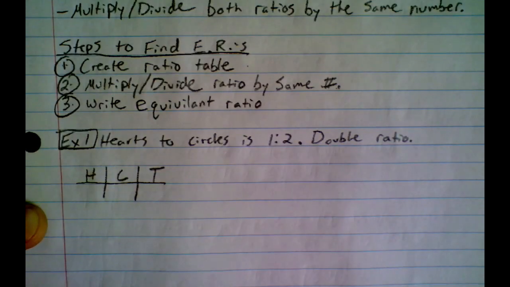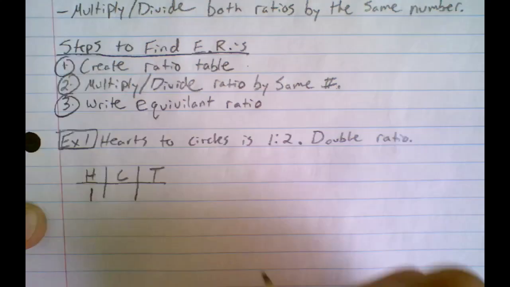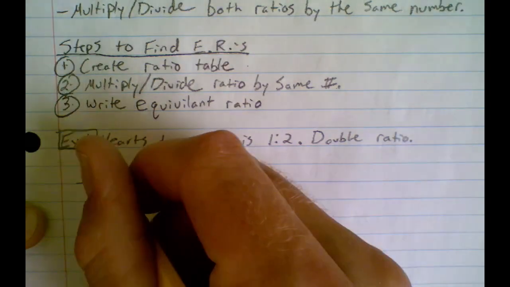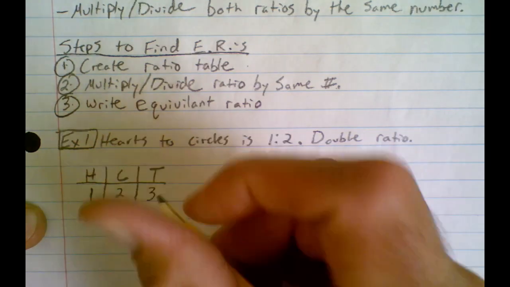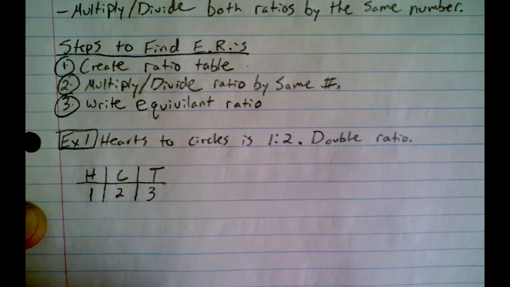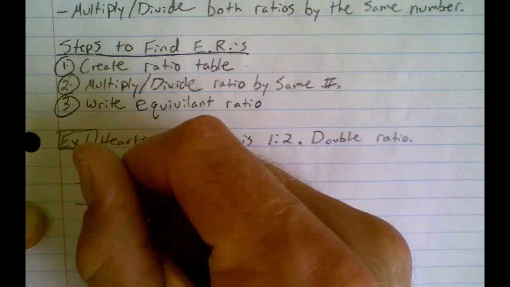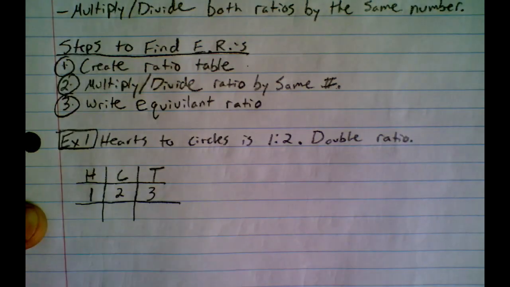So how many hearts do we have? Well, we have 1. How many circles do we have? We have 2 circles, so go ahead and put 2. And T for total items is 3. 1 plus 2 gives you 3. Just draw another line and add to your table. Now it looks like a tic-tac-toe board.